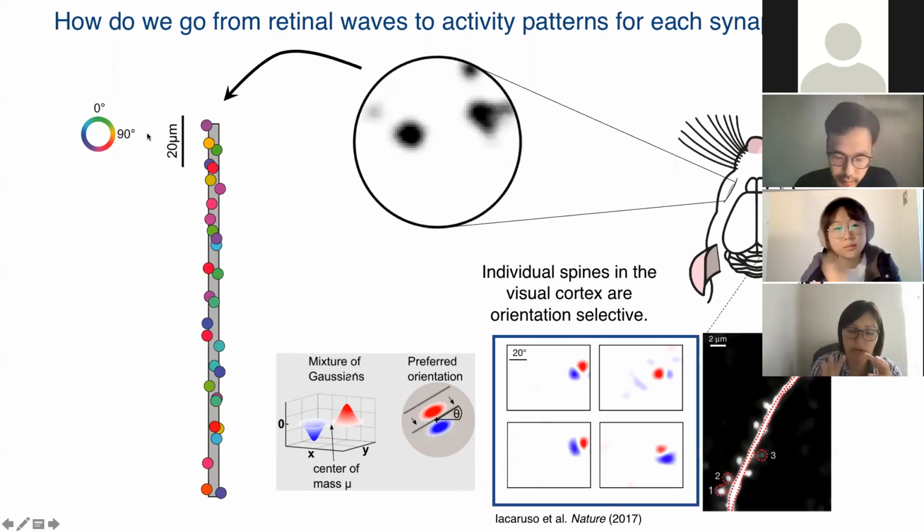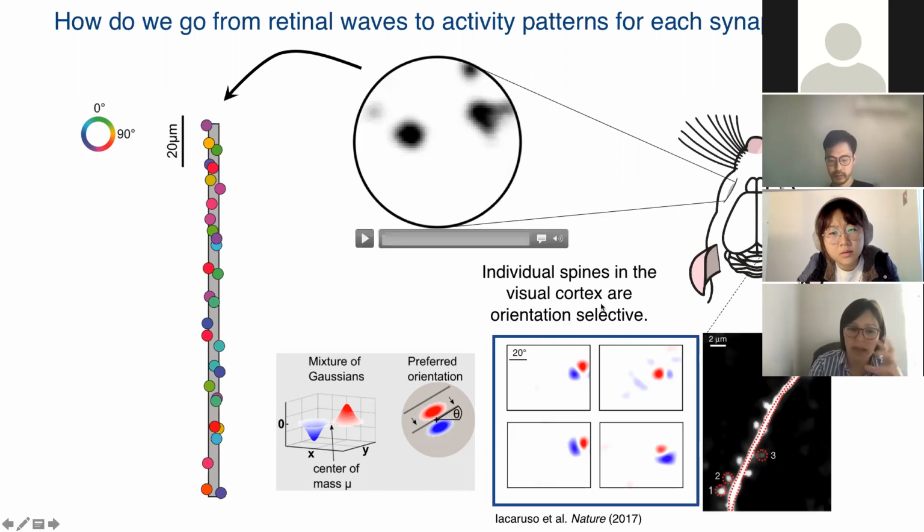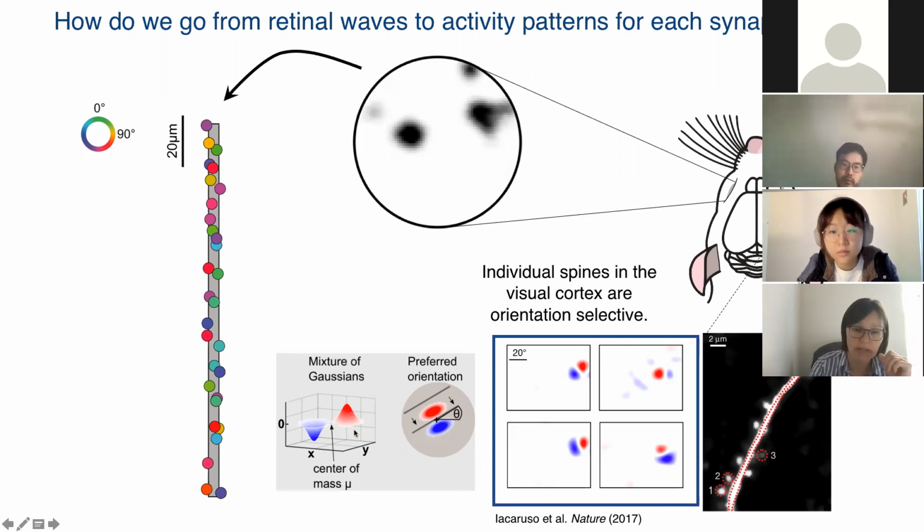So the first ingredient of the model is exactly what I just described. How do we go from retinal waves in the retina, the sensory periphery, which clearly propagate to the cortex, into activation patterns of these synaptic inputs in the cortex? We do this via these Gabor receptive fields because of experimental evidence.